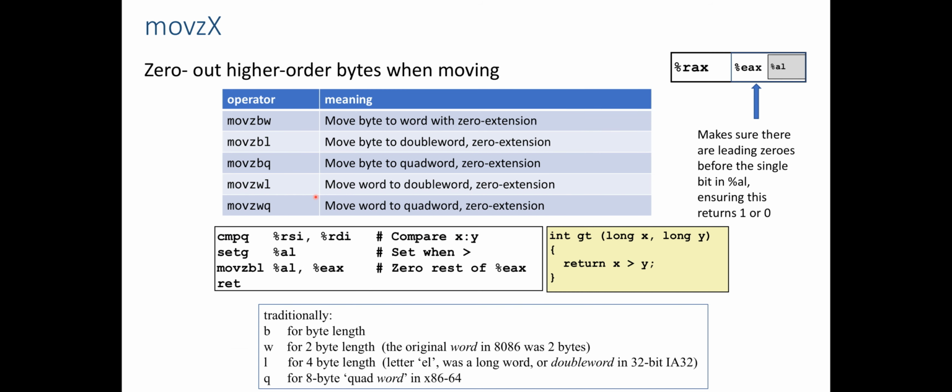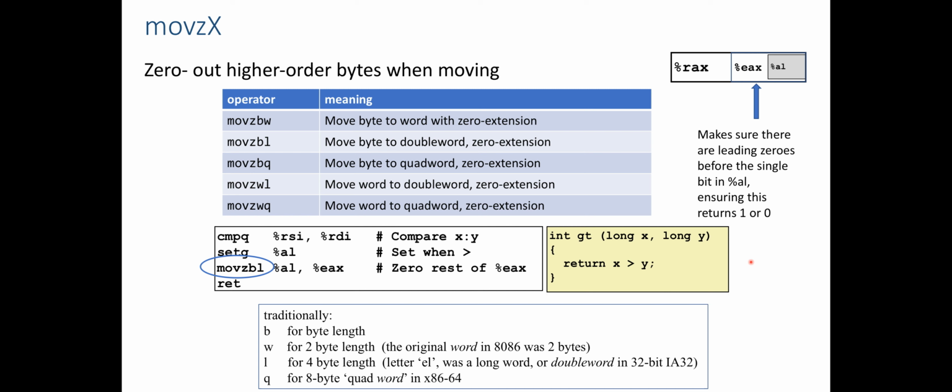Okay, so now that move that's in there, just to remind you again, is zeroing out those highest order bytes. So when we return whether or not x is greater than y, we want to make sure that these bytes here are 0. And so that's what's going on with this final move ZBL instruction there. Okay, so that's what's going on with that one.